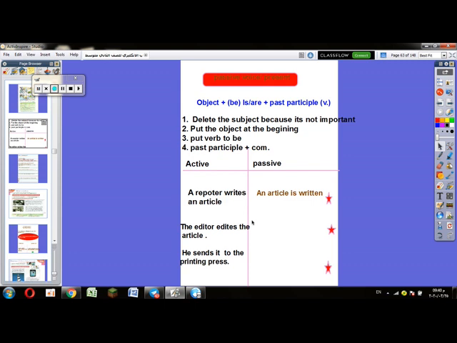Now you have 1 minute to answer question number 2. The editor edits the article. The editor is the subject, edits the main verb, the article is the object. So how can we change this active sentence to passive voice? Think and write your answer.